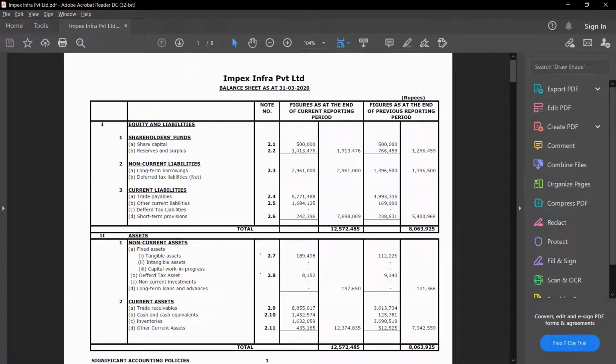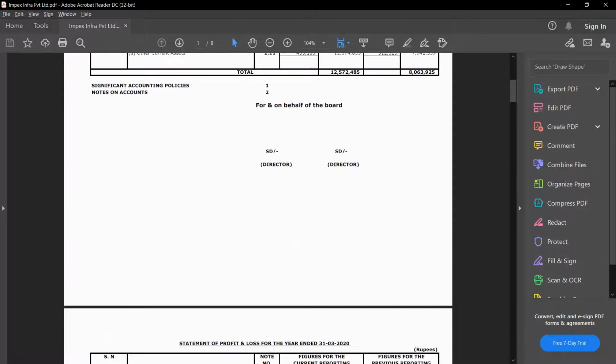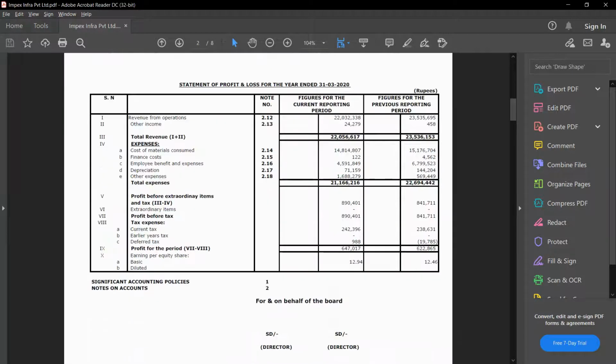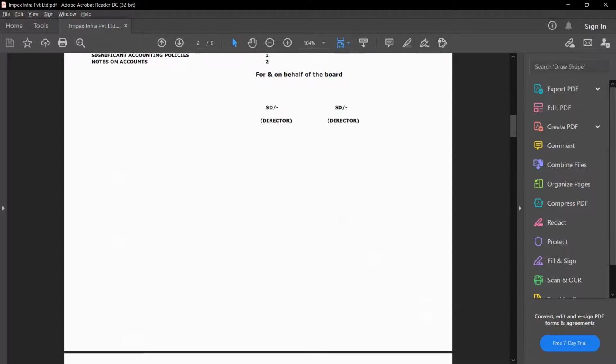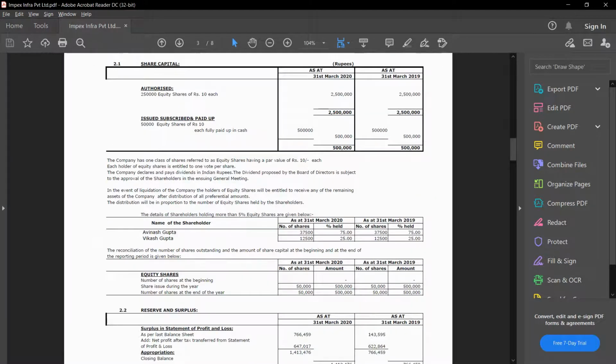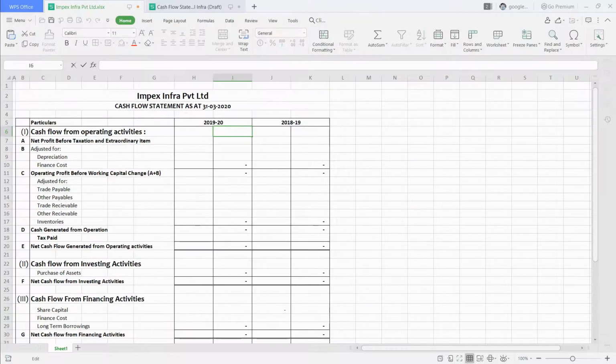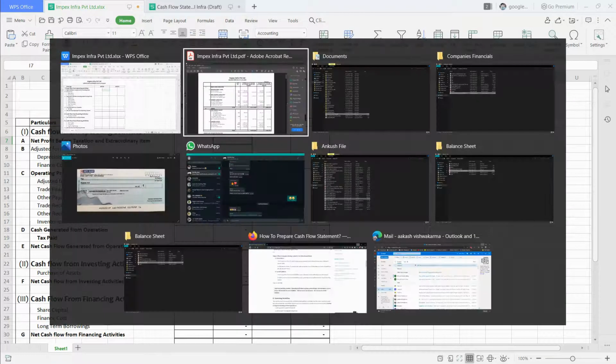In this video, we will learn to prepare cash flow statement of a company. We will use this balance sheet data to prepare cash flow statement. So, this is the format of cash flow statement here. We will calculate cash flow from operating activity, investing activity, and financing activity. First, we will put data in operating activity.